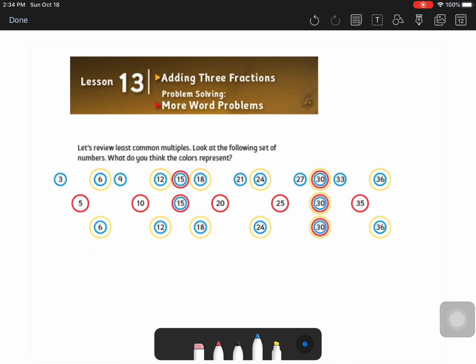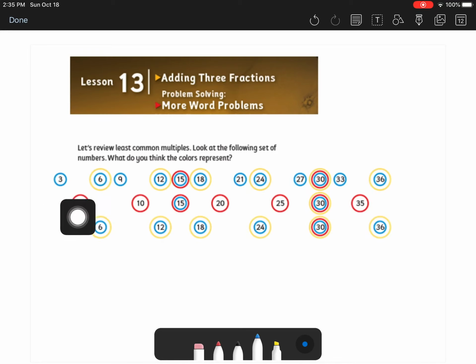All right, so it says adding 3 fractions, so that's what we're going to look at today. So we may have to find common denominators for 3 numbers. Here they're just giving you a kind of a visual of some common multiple numbers. So it says let's review least common multiples. Look at the following sets of numbers. What do you think the colors represent?